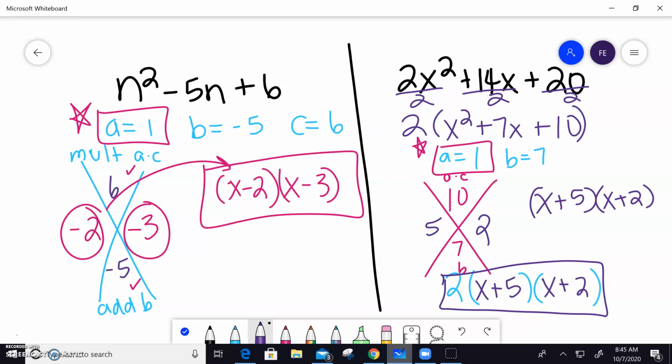And that is it. So if your a ends up being 1, whether you have a GCF or not, you do not have to do the area model. You just have to find those two numbers, and they help you find your factors.